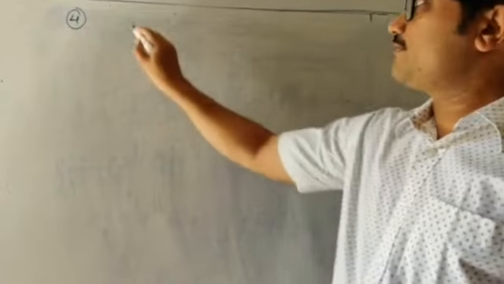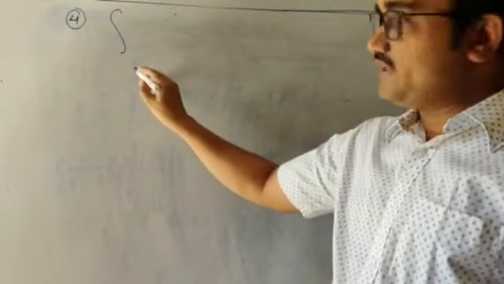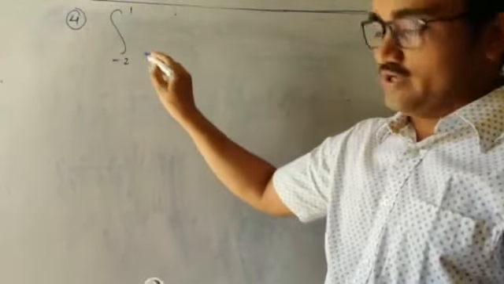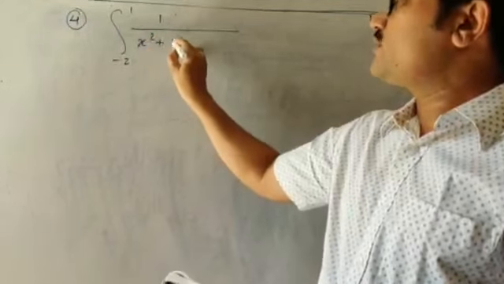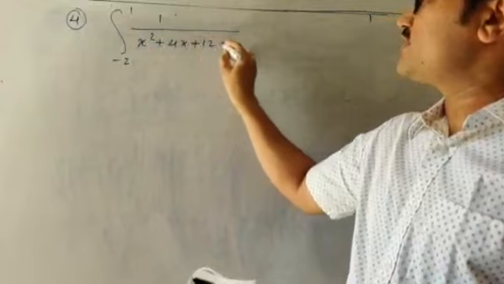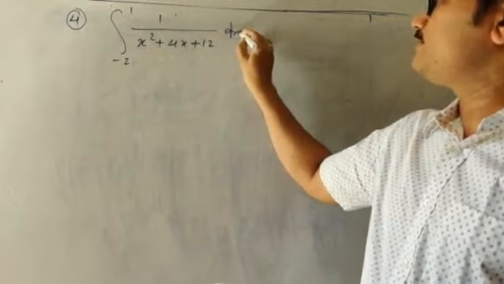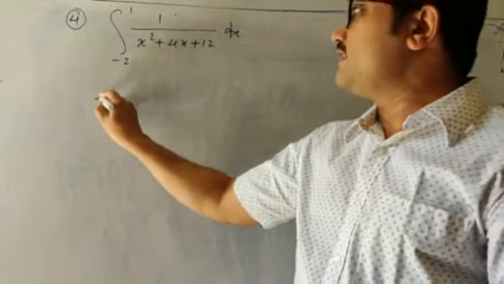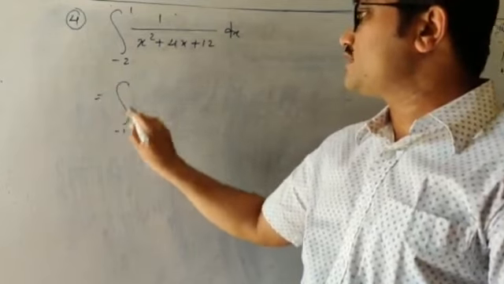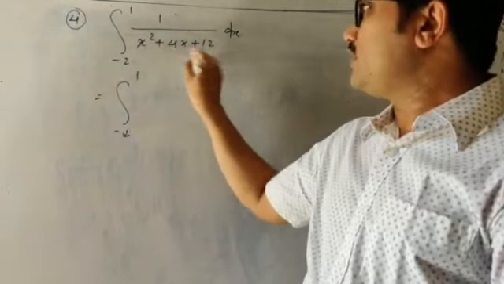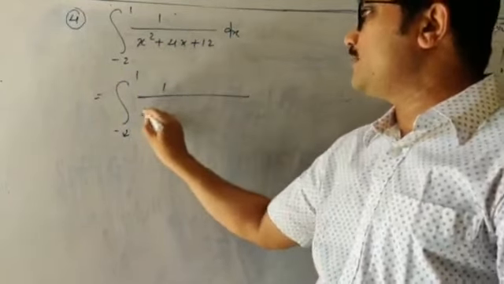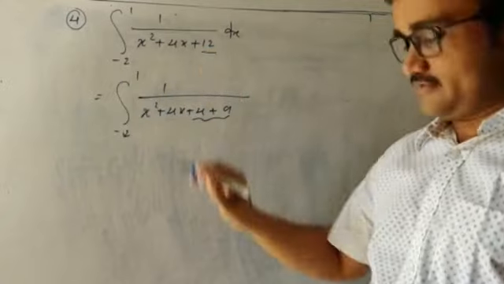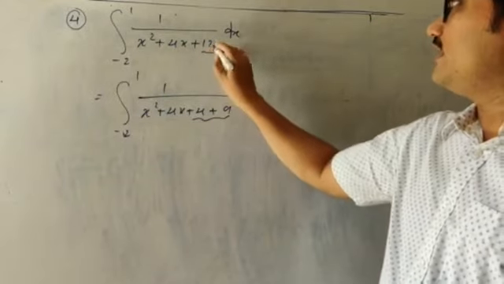Question number 4 in the booklet. The question is integration from minus 2 to 1 of 1 upon x square plus 4x plus 12 dx. Now we have to complete the square here. So this can be written as 1 upon x square plus 4x plus 4 and plus 9. So this addition is 13 there, not 12. It is 13.